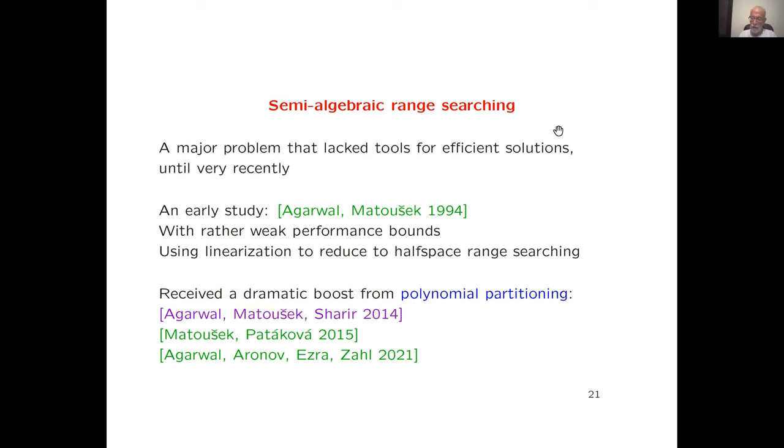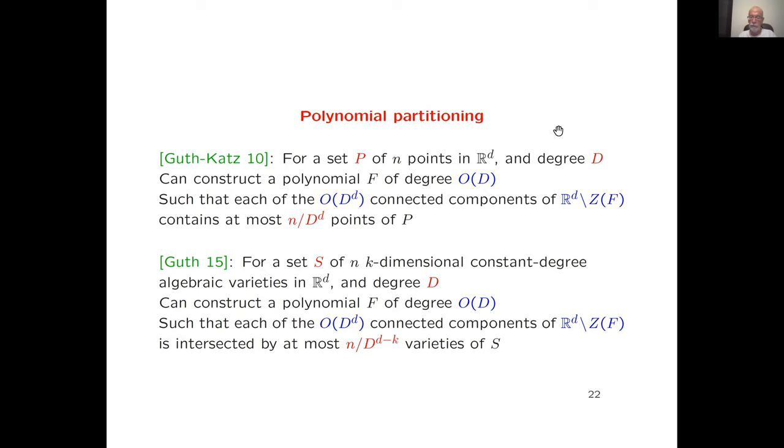Okay, so for the few of you who may have forgotten what polynomial partitioning is, just a couple of slides. It started with Guth and Katz from 2010, who showed that if you have a set of N points in d dimensions and some degree D, you can construct a polynomial of degree roughly D, and the zero set of the polynomial Z(f) divides the d-dimensional space into roughly D to the d connected components. This is a standard result in algebraic geometry, but what you can guarantee is that each of these components will contain at most N over D to the d points of P. So the partition of the points among the cells is more or less uniform.